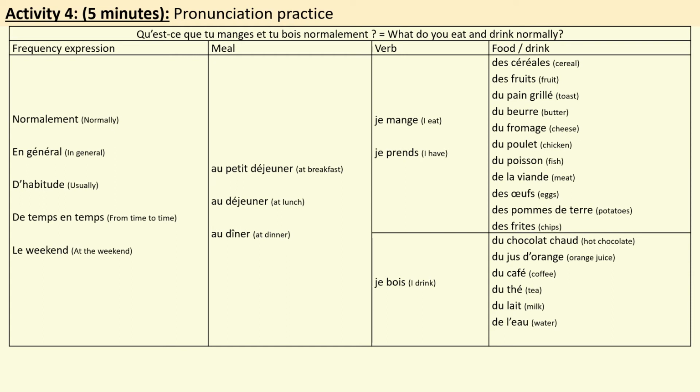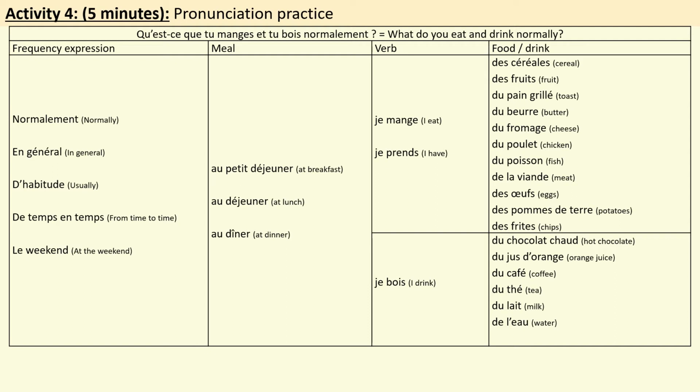Right, here we go. Écoutez et répétez. Qu'est-ce que tu manges et tu bois normalement? Your turn. And again, qu'est-ce que tu manges et tu bois normalement? So that is your main question. What do you eat and drink normally? And we're going to answer that question using our grid.